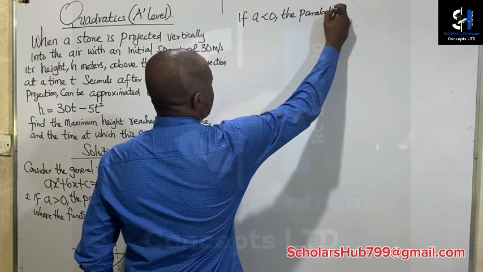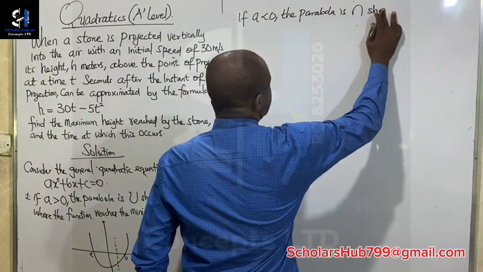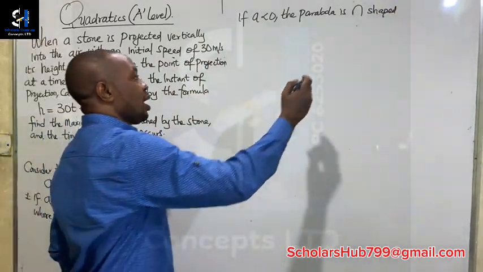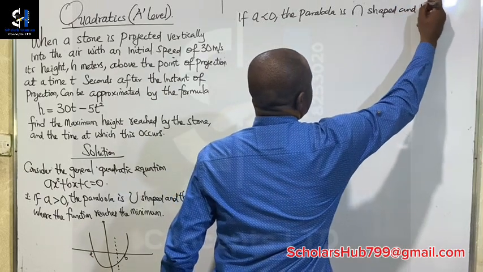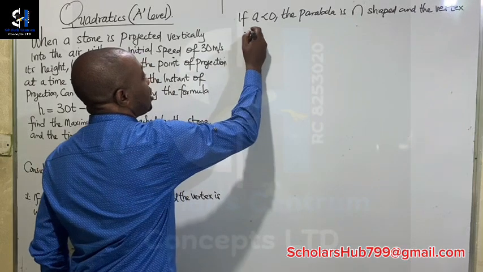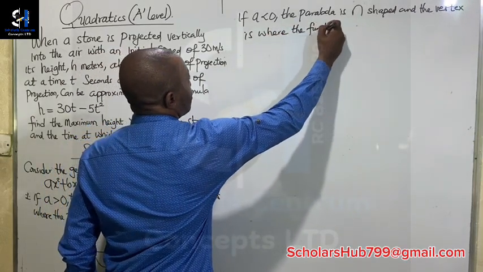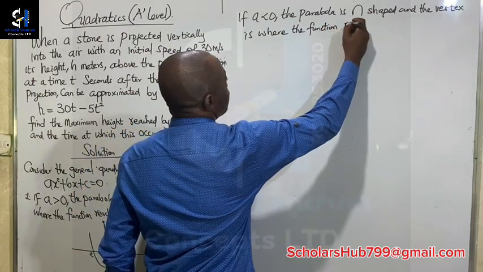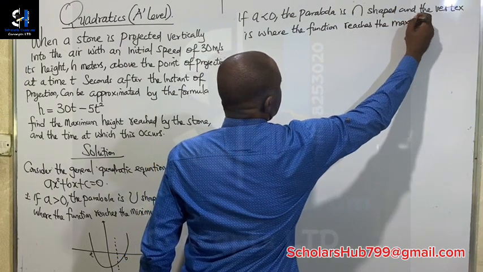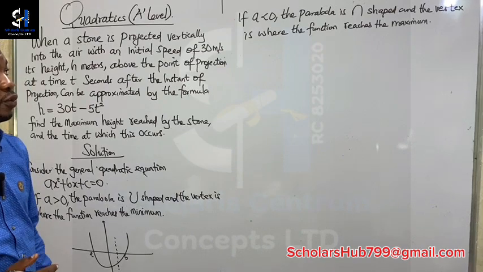Now, case number 2: if a is less than 0, that means the parabola is an inverted U shape, or let me say, N-shaped, and the vertex is where the function reaches the maximum. The vertex will be where the function reaches the maximum.